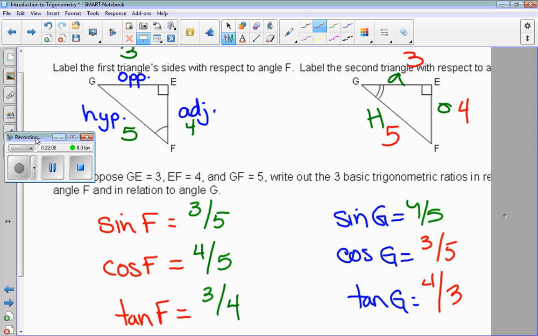Okay. What do you notice about the sine and cosine? The sine of one angle is the cosine of the other. What else do you notice? The cosine of one angle is the sine of the other. And that's okay, just the way it happens. The reason it happens that way is because one's an opposite side, one's an adjacent. And don't those flip over here? That's all. It depends on what angle you're talking about.